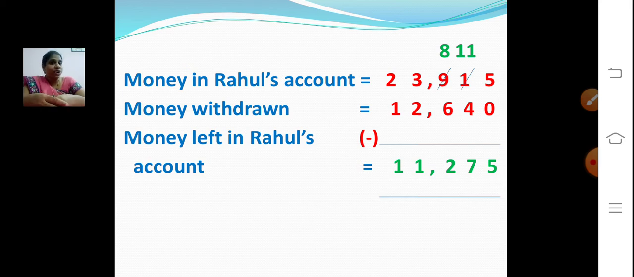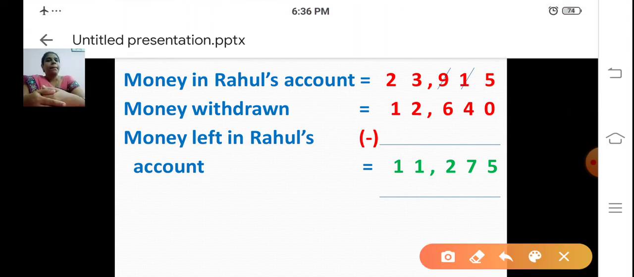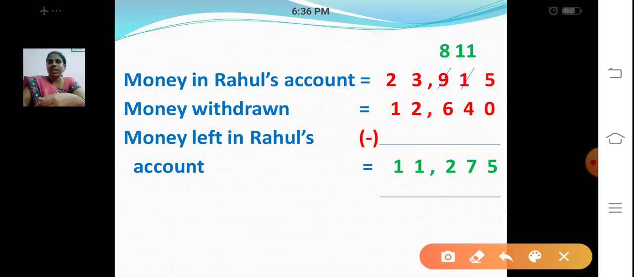Now what are we going to find out? Money left. How much money is left in Rahul's account? If something is left remaining, you have to subtract. Shall we subtract these two numbers? Yes, because 23,915 is in his account, and from that he is taking some amount of money, so his money will be reduced, right? So we are going to subtract now.